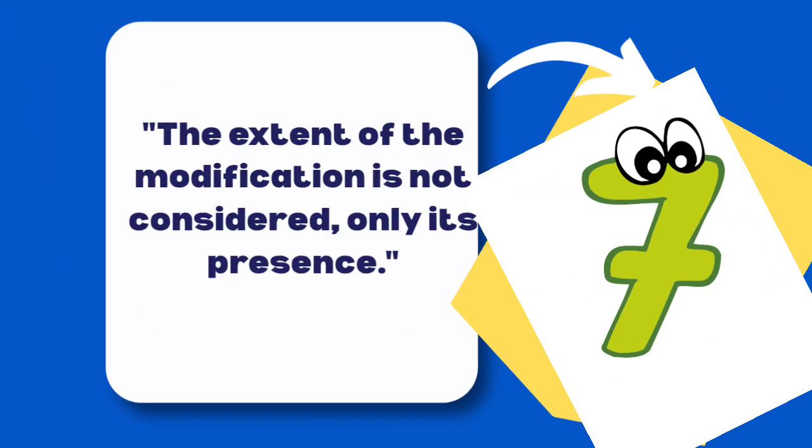Rule number 7: the extent of the modification is not considered, only its presence. This means that the size of the additional missing area is not important, only the fact that it exists.